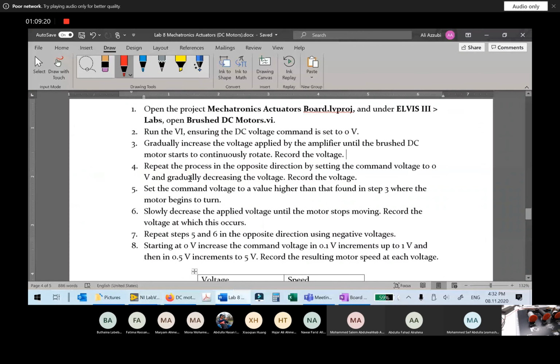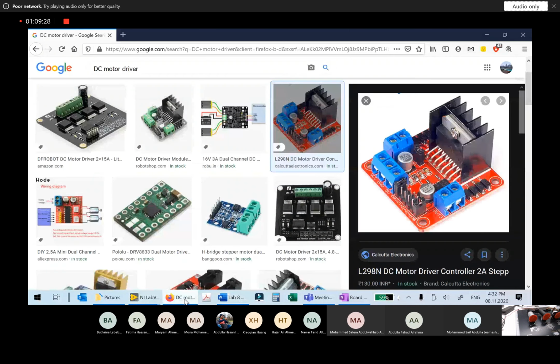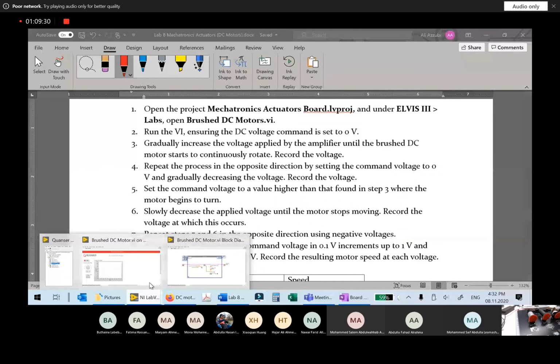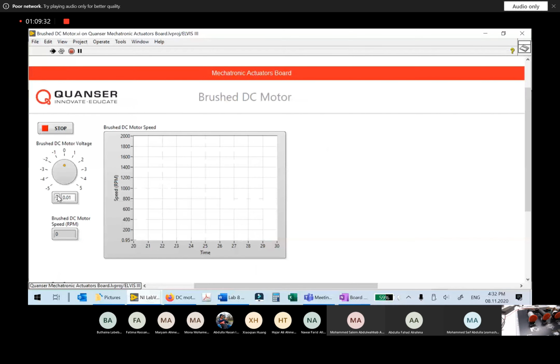Okay, so the step here tells me to gradually increase the voltage until I see some motion. This is a practical important point. So what I will do, let me increase here from this numeric control. Okay, I don't see any motion. 0.02, no motion. So now I'm giving a voltage, 0.07 volts, but I don't see any motion.